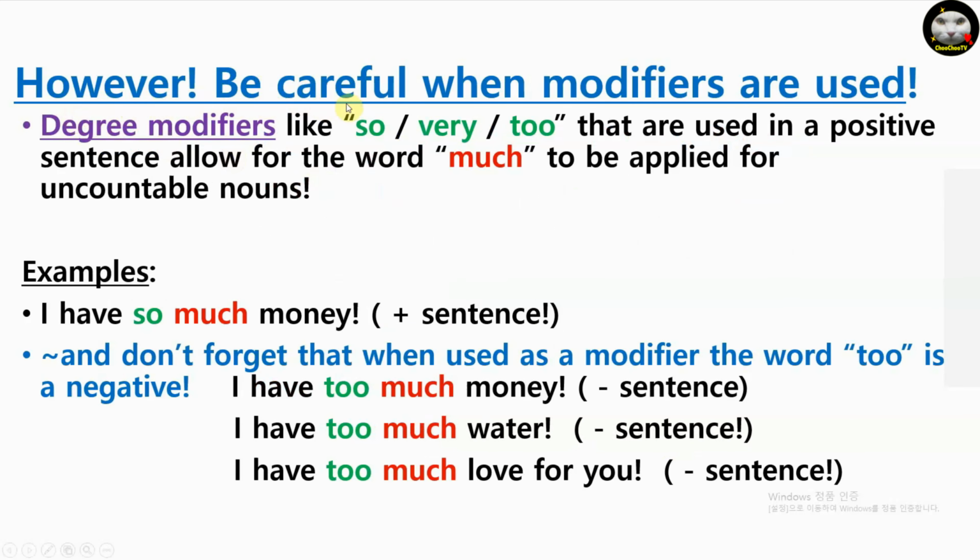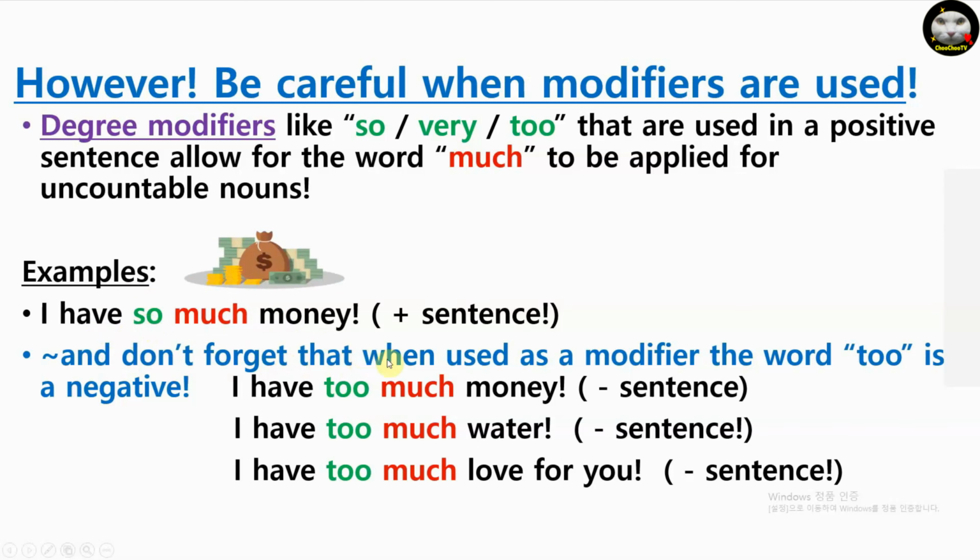However, be careful when modifiers are used. Degree modifiers like so, very, or too that are used in a positive sentence allow for the word much to be applied for uncountable nouns. For example, I have so much money. Wow! This is a positive sentence, but with the modifier, the exception is removed.